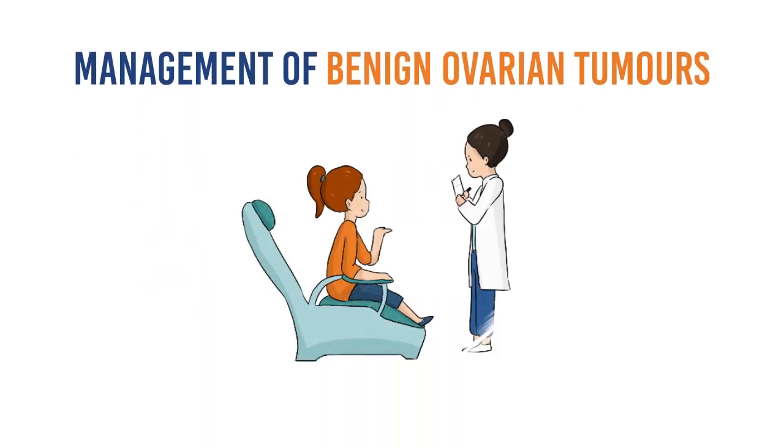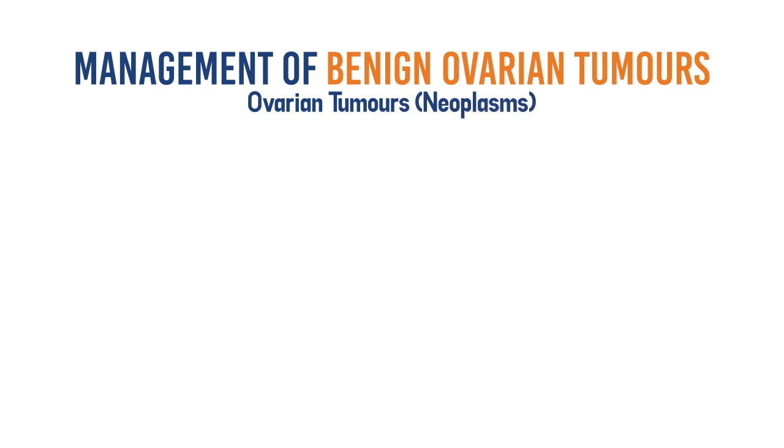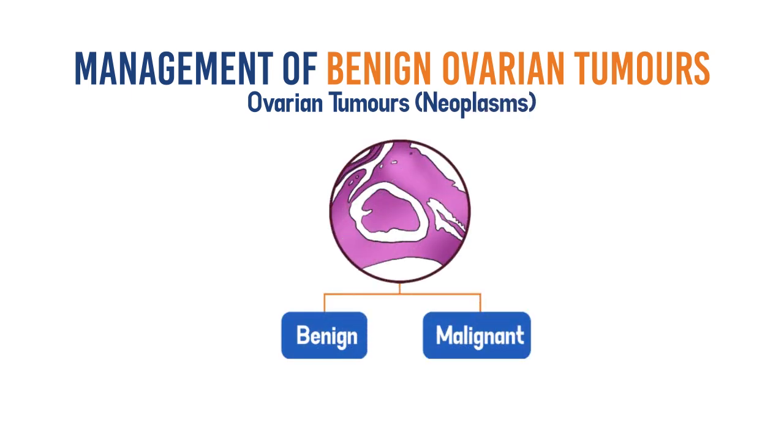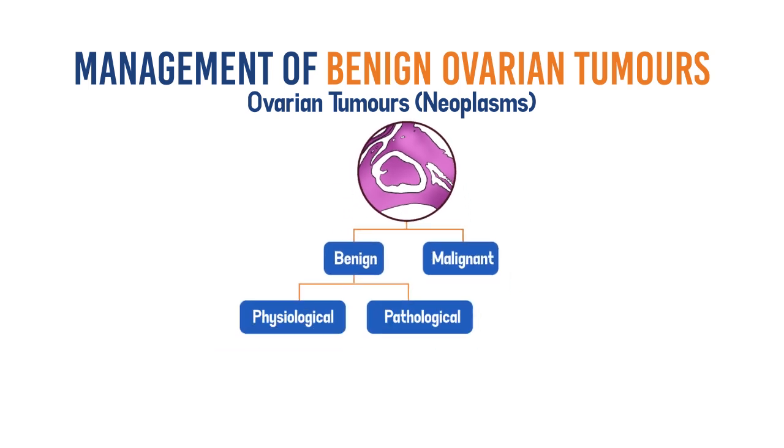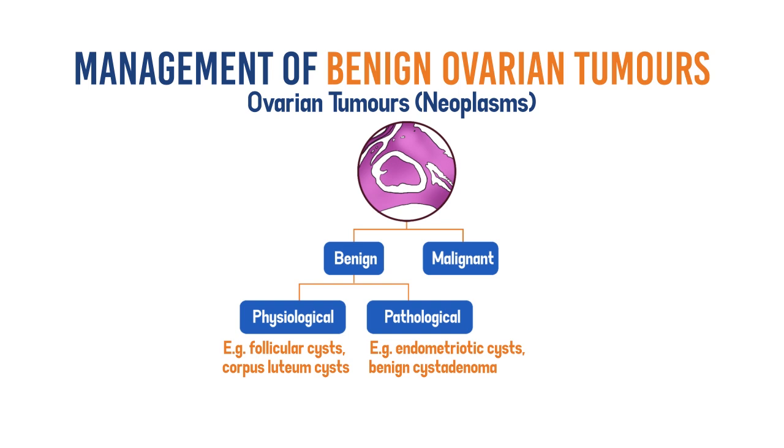In this video, we will discuss the management of benign ovarian tumors. Ovarian tumors or neoplasms may be broadly classified as 1. Benign, 2. Malignant. Benign ovarian tumors can be further classified as physiological, example, follicular cysts, corpus luteum cysts, or pathological, example, endometriotic cysts, benign cystadenoma.